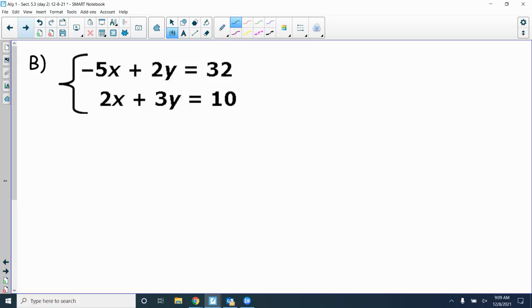All right, look at B. You got negative 5x plus 2y equals 32, 2x plus 3y equals 7. Everybody right now, you got to mentally say, all right, how can I get rid of a variable? Do I need to multiply both equations by a number or one equation by a number? Or can I just add them? Well, you just can't add them.